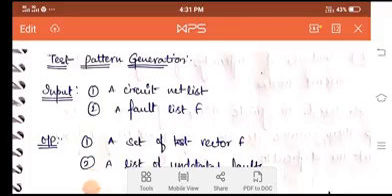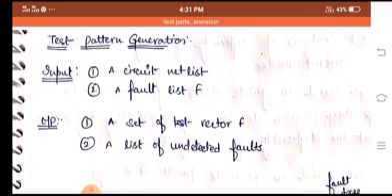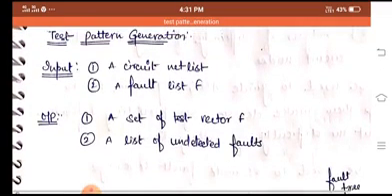Hello everyone. Today our topic is test pattern generation basically. During the generation of the test pattern, what basically do we need as the input and the output?